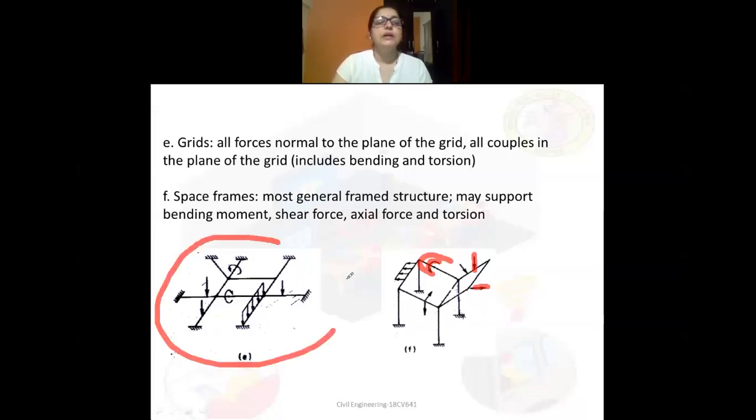Whereas in case of grid, you can notice that all forces are normal to the grid plane and all couples are in the plane of the grid. It includes bending as well as torsion. Couples include bending as well as torsion.